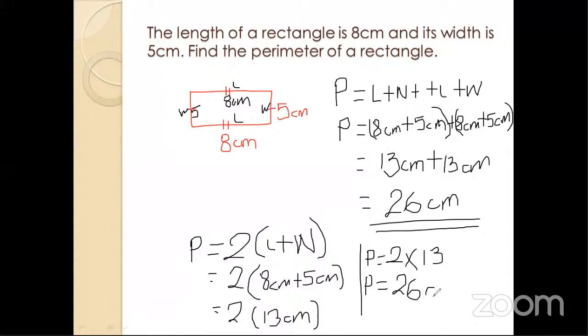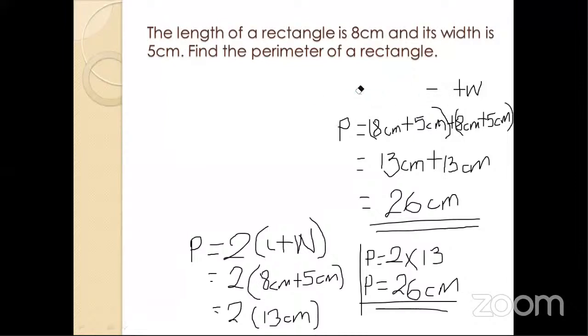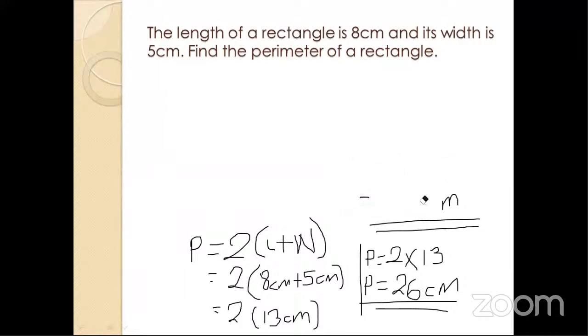26 centimeters. So learners, this is how you can calculate the perimeter of a rectangle using the 2 methods. That's how you can calculate. So that is our example number 1. Let's also see example number 2.